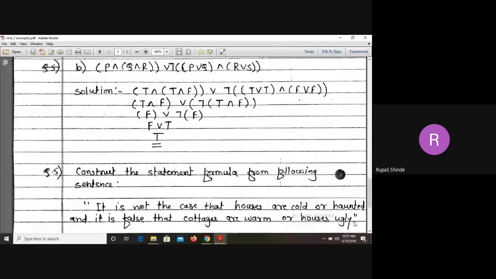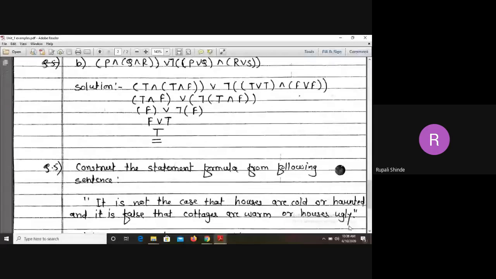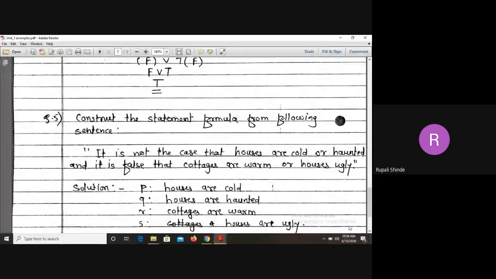So the first statement is houses are cold. We should not consider the phrase "it is not the case that", because that is a negation applied to this statement. Second, houses are haunted. Third, cottages are warm. And last, houses are ugly. So these are our four statements.